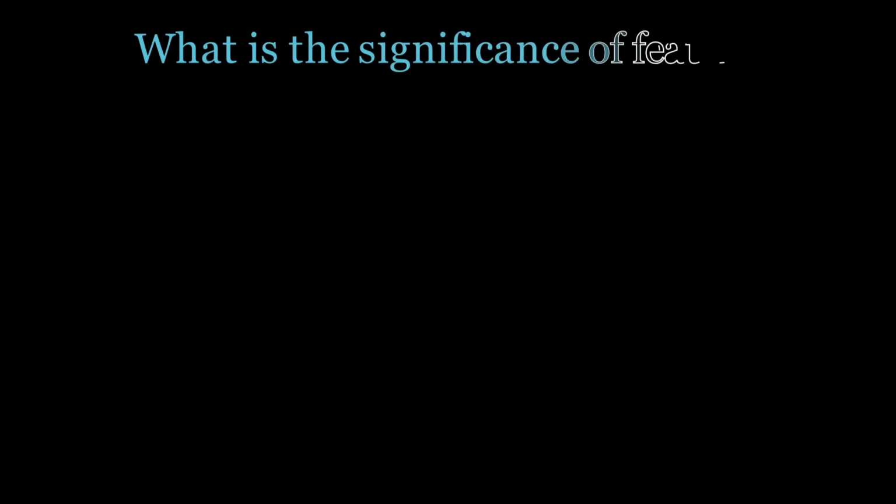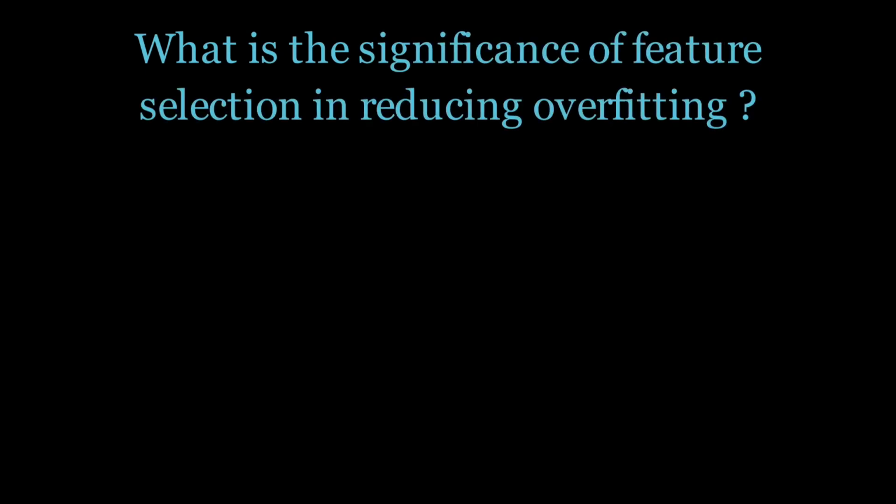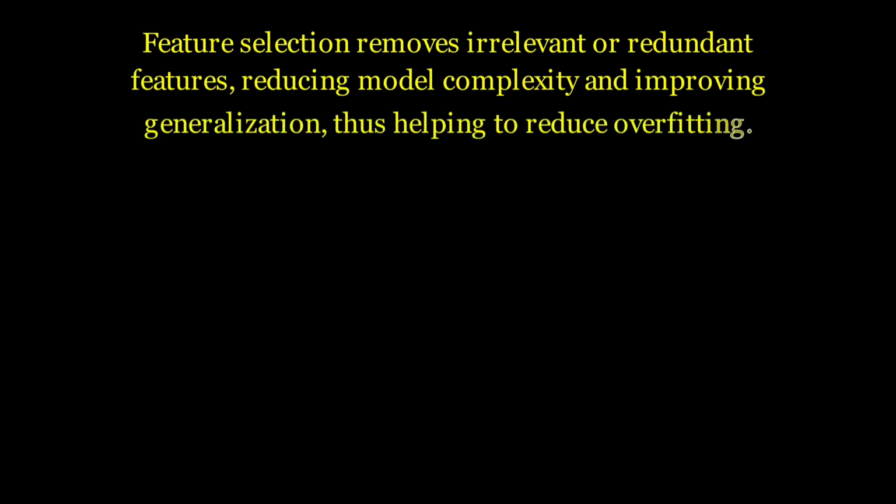What is the significance of feature selection in reducing overfitting? Feature selection removes irrelevant or redundant features, reducing model complexity and improving generalization, thus helping to reduce overfitting.